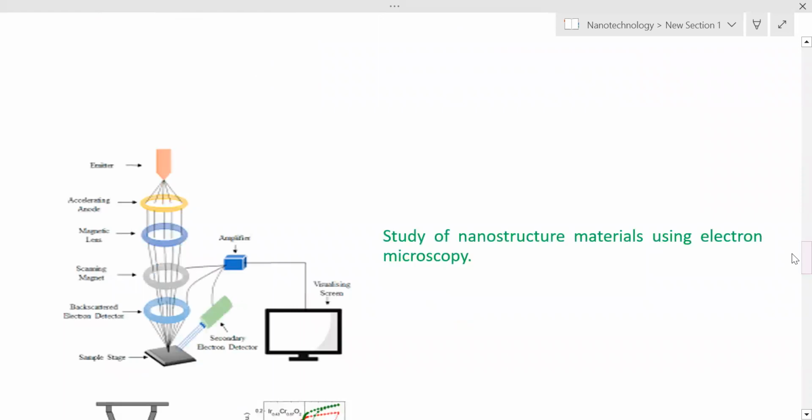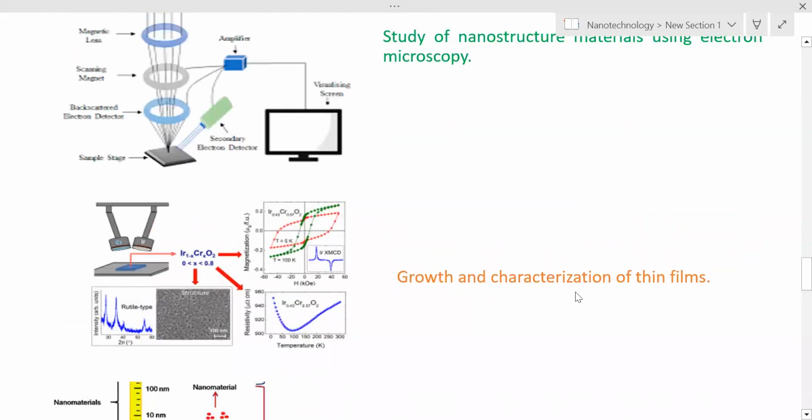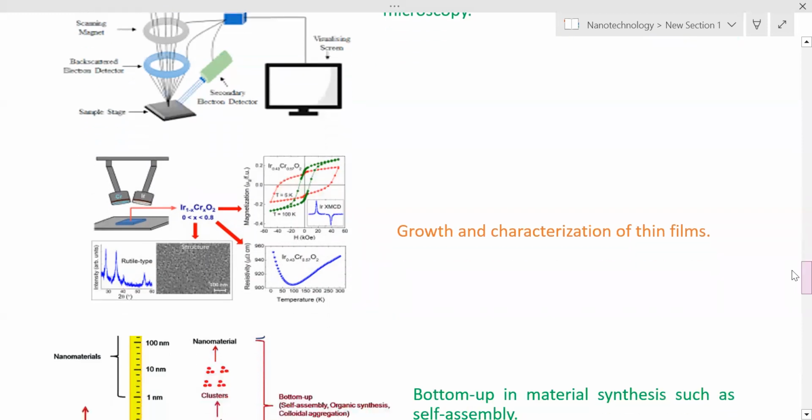So, what are the different prospects or attributes of nanotechnology? Firstly, studying nanostructured materials using electron microscopy, like tunneling microscopy or transmission electron microscopy. Another attribute is growth and characterization of thin films. These are a few important ones of what you can expect in nanotechnology: developing thin films and then characterizing them using characterization tools falls under nanotechnology.